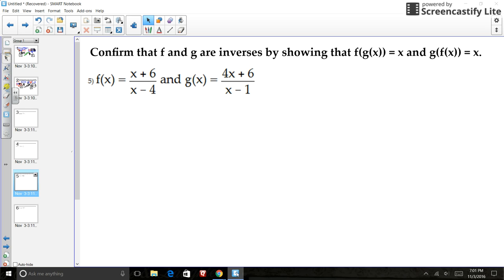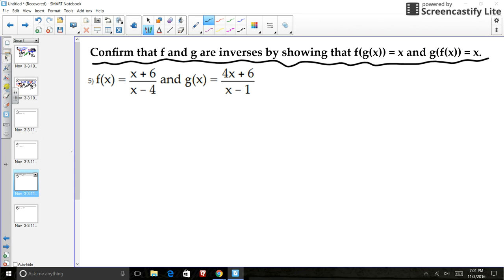All right, so here we go with a whole lot more complex one, and this is what the check-in looks like. So you've got f of x is the quantity of x plus 6 over x minus 4, and then g of x is the quantity of 4x plus 6 all over x minus 1. So I'm using the skills of doing composition of functions, but because our goal is to check if they're inverses, it says confirm.